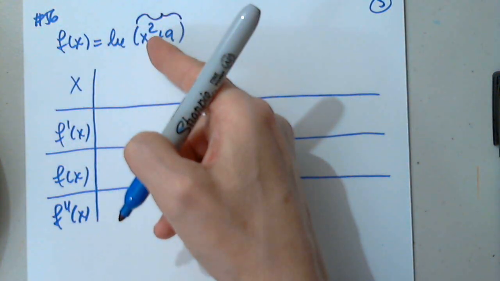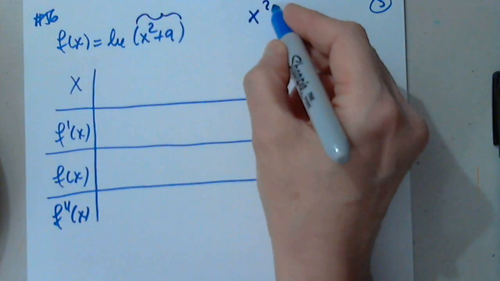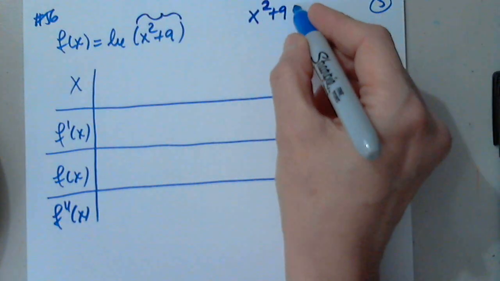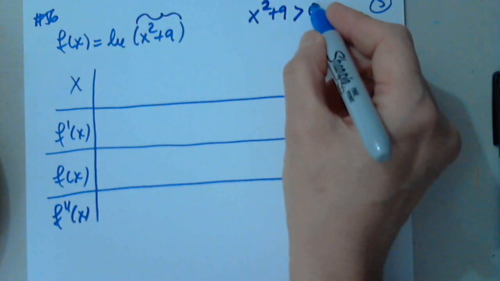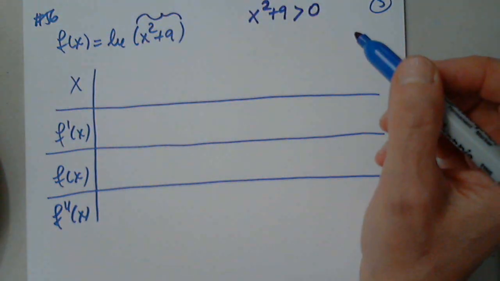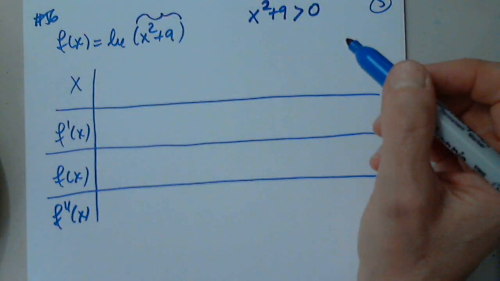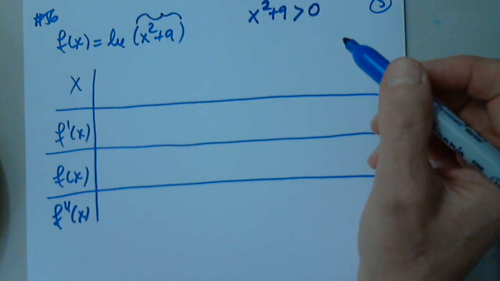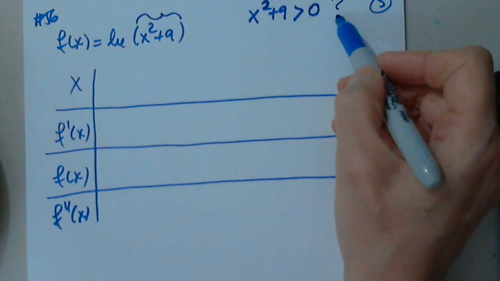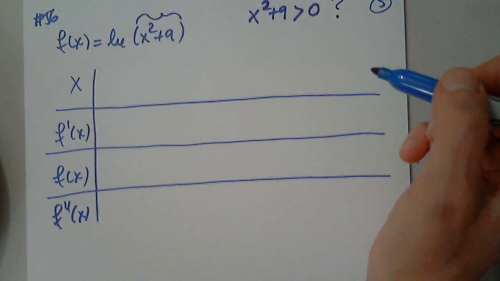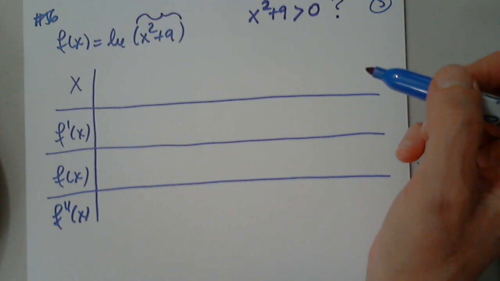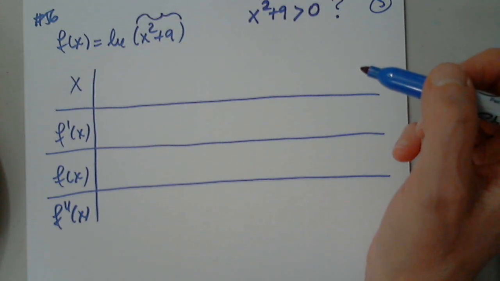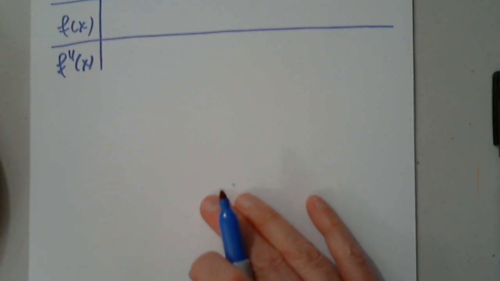Natural log is applied to this. But x squared plus 9, do I have to write that this has to be positive? I thought it was just that ln, like the graph of ln, had to be greater than 0. No. So let's talk about that.